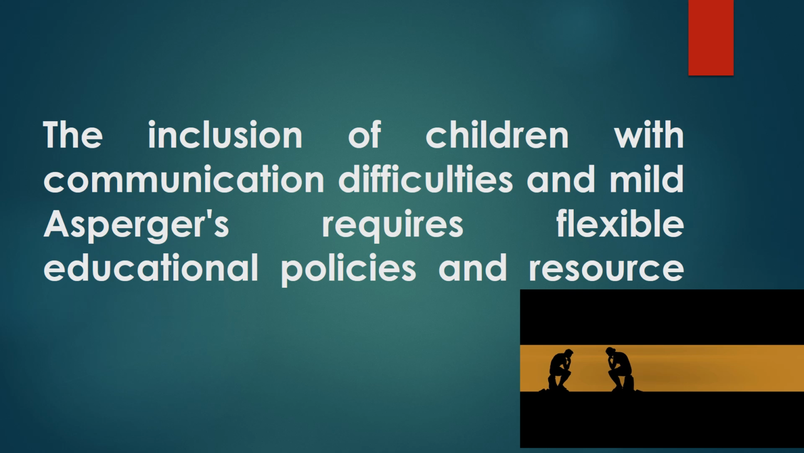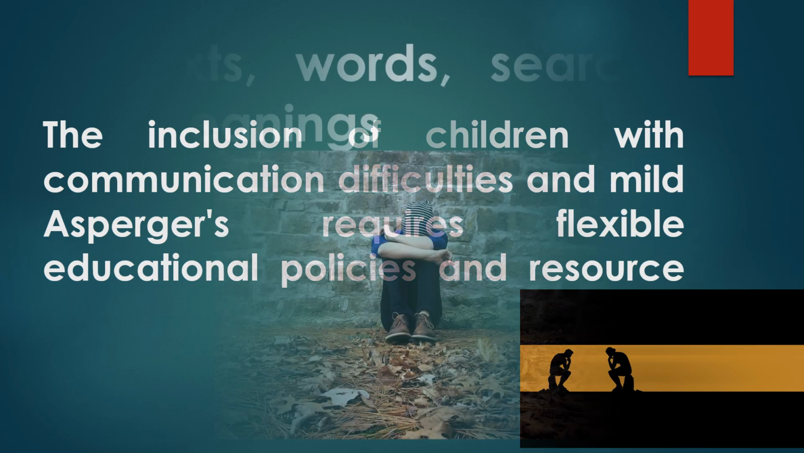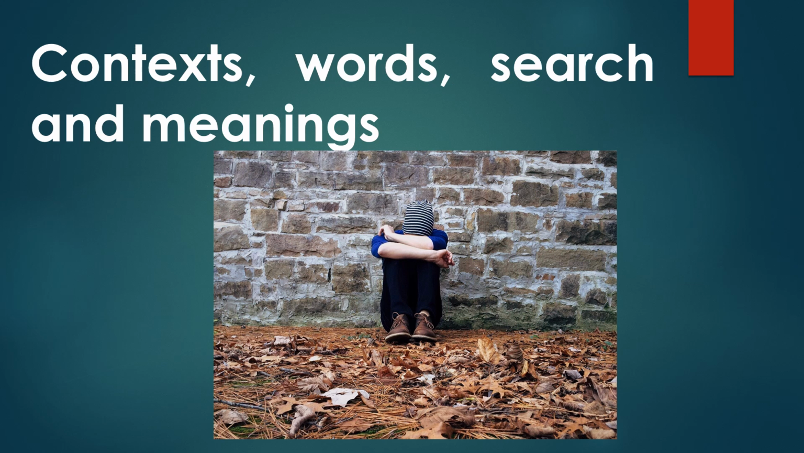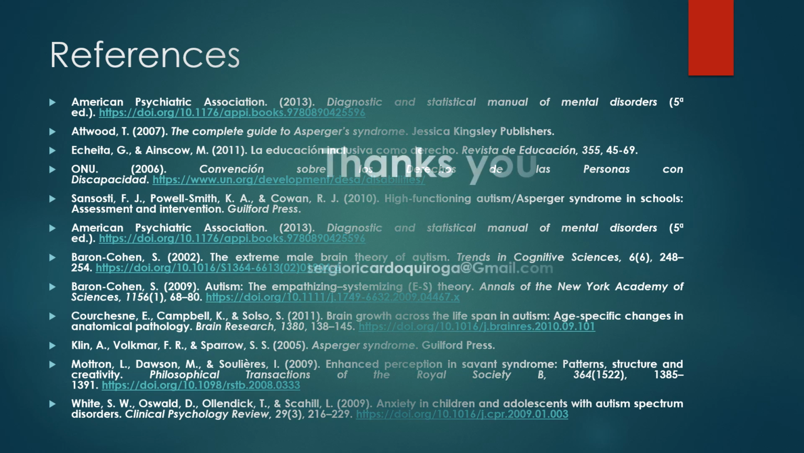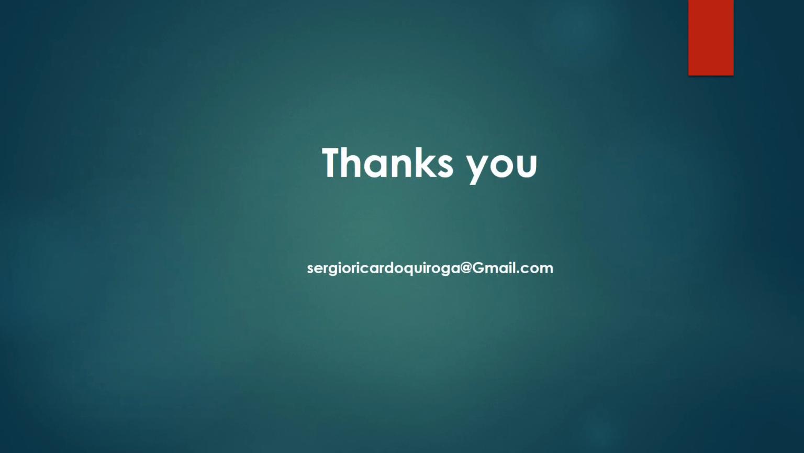We can think, as teachers and educators, about strategies for effective inclusive education. First, teacher training in ASD and augmentative communication, curricular adaptation, use of visual schedules, oral assessment, and collaborative groups. Third, multidisciplinary intervention, joint work between speech therapists, psychologists, and teachers, and school awareness, anti-bullying campaigns, and promotion of peer empathy. The inclusion of children with communication difficulties and mild Asperger requires flexible educational policies and resources.